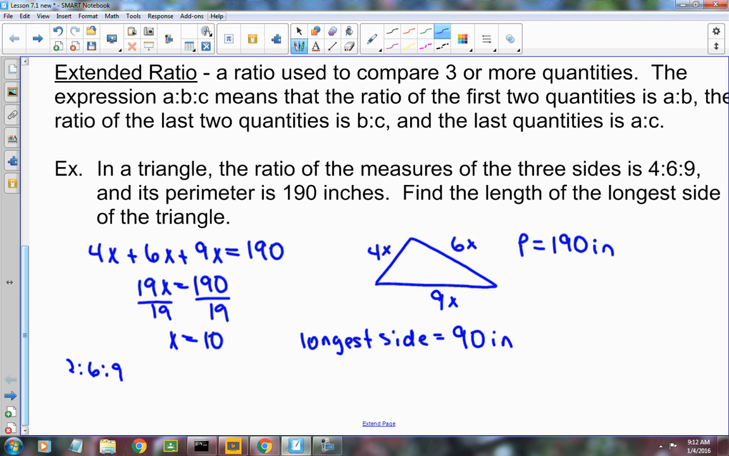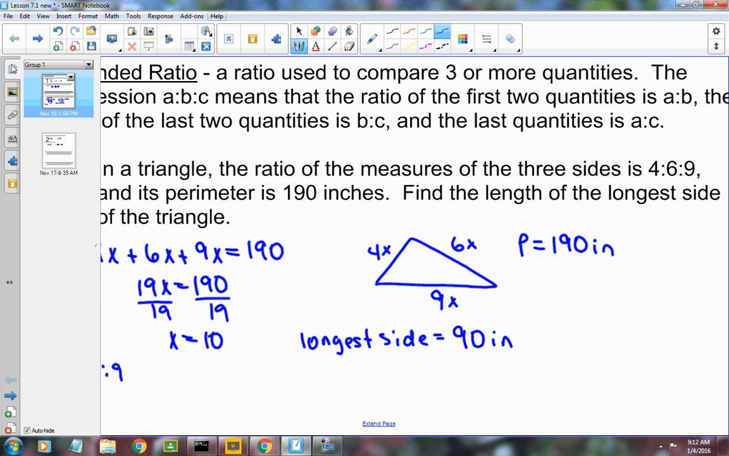You would set it equal to 180, right? Because the sum of all the angles is 180. The sum of all the sides is whatever the perimeter is, right? So you would do the same thing if they gave you angles as far as this is concerned, but instead of setting it equal to 190, you would set it equal to 180. Does that make sense? Okay?